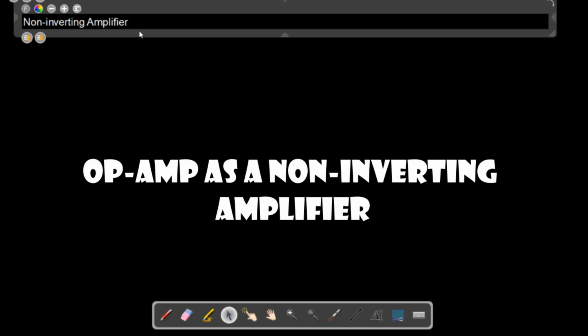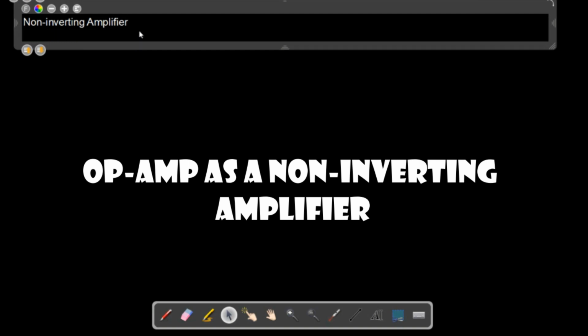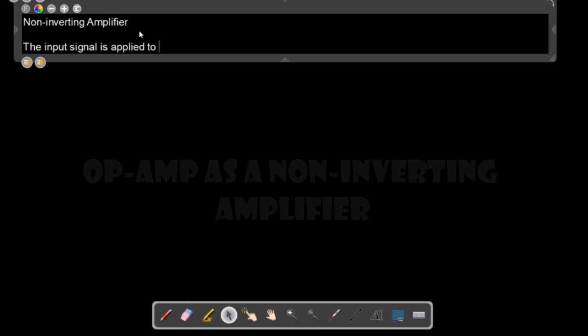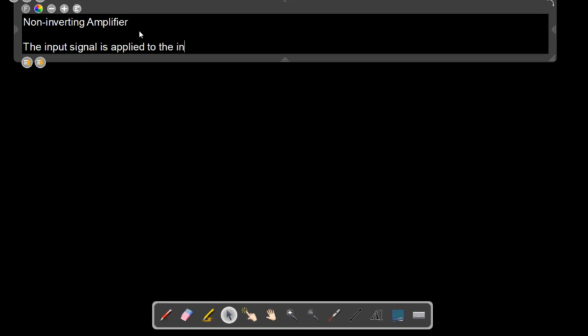Now we are going to talk about the non-inverting terminal. The idea is simple. We are going to give an input to the non-inverting part, right? So the input signal is applied to the non-inverting input. Non-inverting. So we are basically going to apply it in the plus terminal, right?